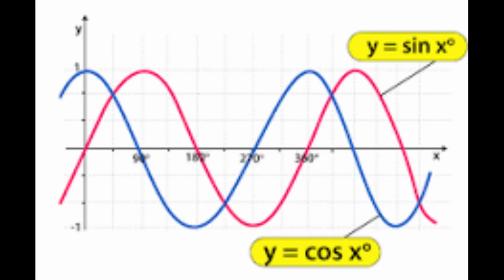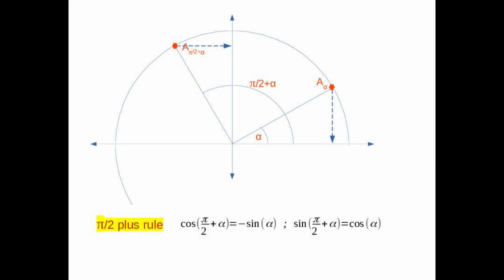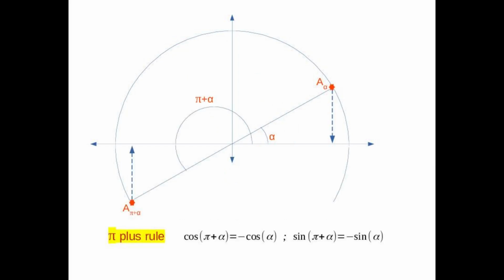There are 2 more rules which would be helpful. You can see them from the same graph. So when argument is shifted 90 degrees, which stands for pi by 2, blue line turns into red line, and red line turns into blue line reflected about x-axis. Let's call it pi by 2 plus rule. And when argument is shifted 180 degrees, which stands for pi, the sign of both functions changes. Let's call it pi plus rule.